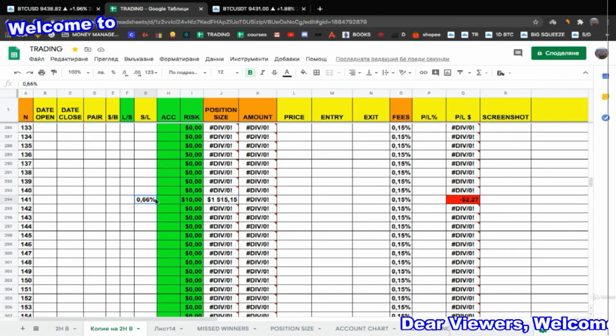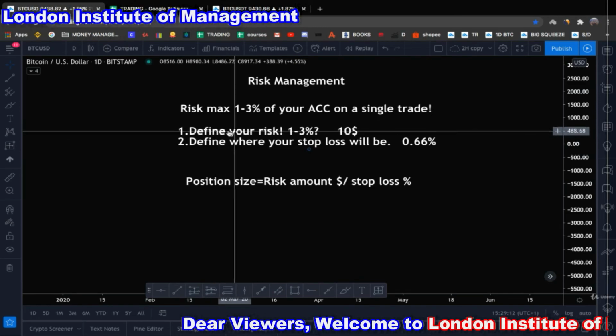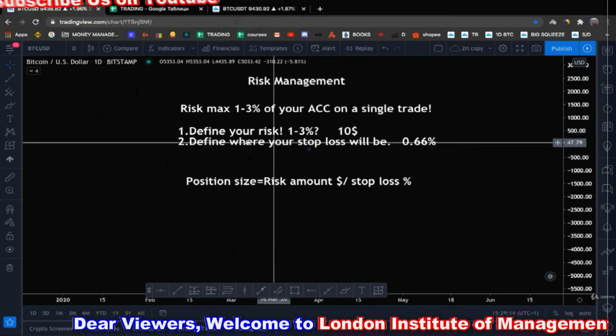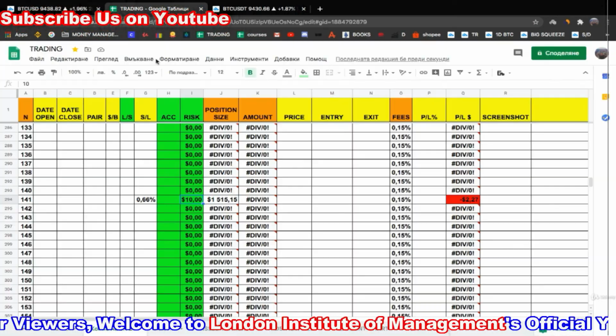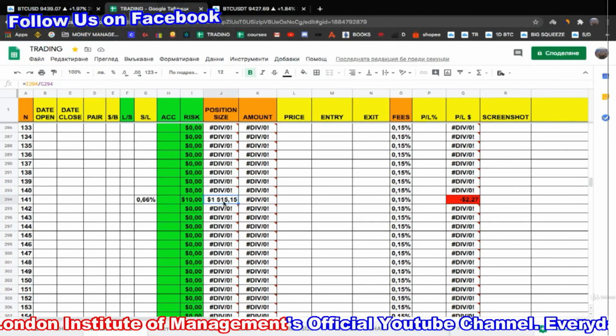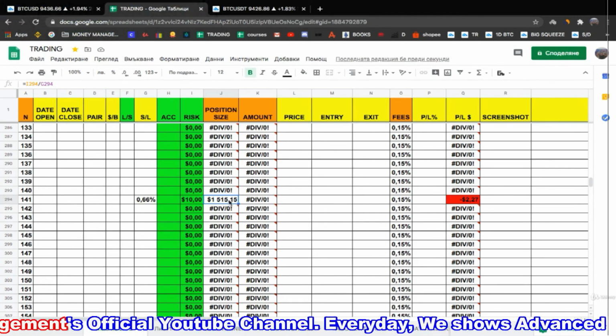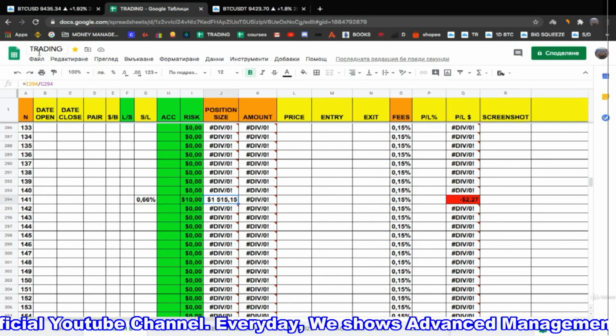You simply put the numbers, but you still have to do this process, right? To know what your risk is and to define where your stop loss is going to be. But the calculations are going to be automatic here. Bam, position size $1,515, and you can enter. You can simply enter.